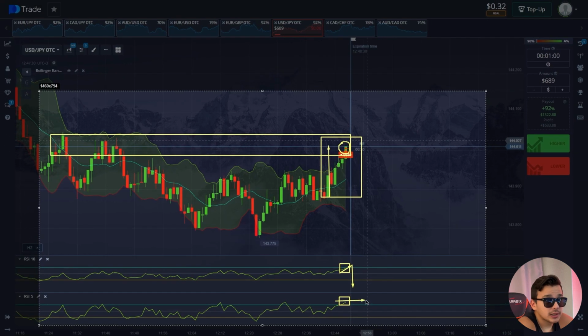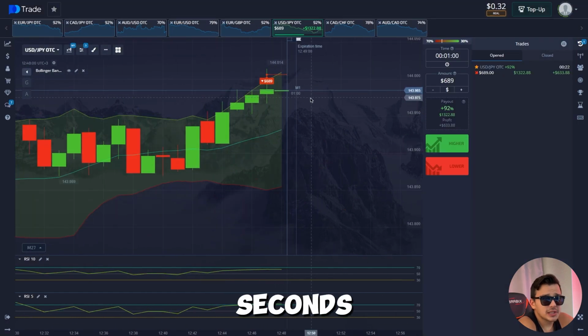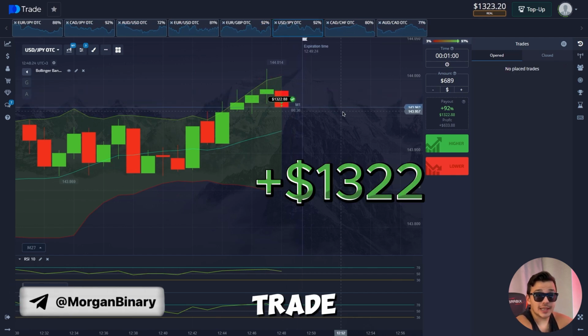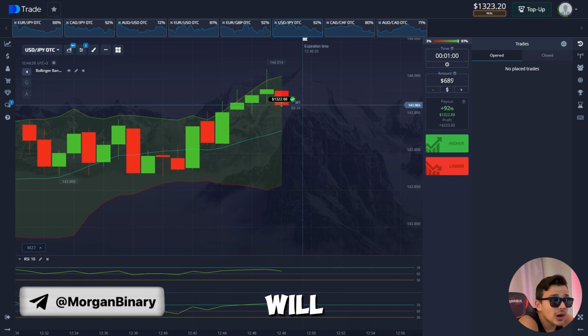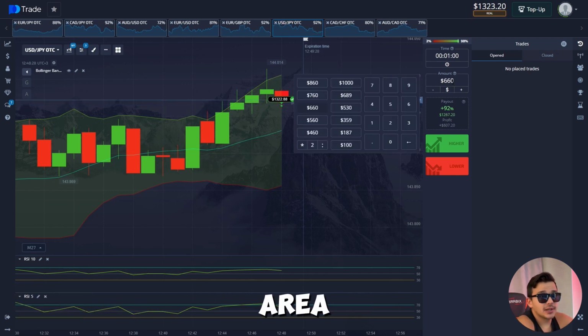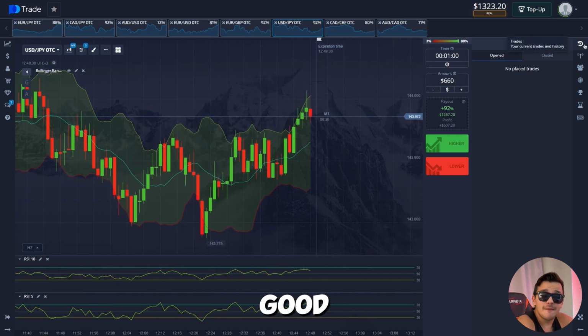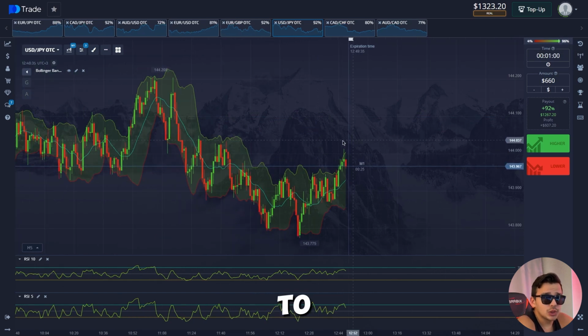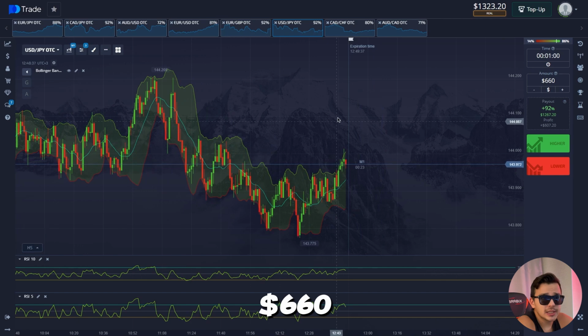So let's watch it. Several seconds left to close our trade, guys. As you can see, we have closed the trade again in plus. Here we were also above the resistance area. We had a good, very good entry point. Let's open now a trade on the upside. Two trades for the amount of $660.